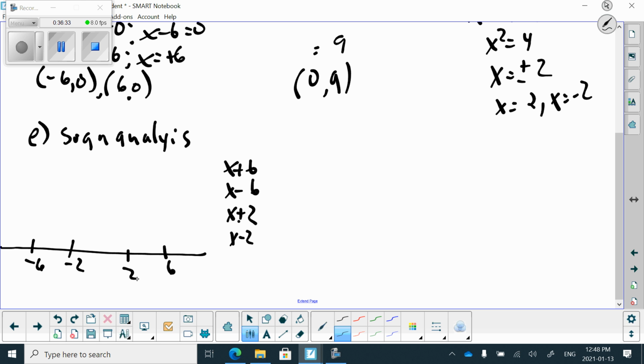And again, this is just what I like to do. I like to put in my zeros. Where does x plus 6 give me 0? Well, you told me already. So I put my 0 there, and then my 0 there, and then my 0 here, and then my 0 there. Because for each of those factors, that's what gives them 0.